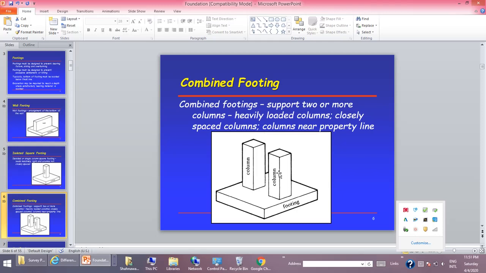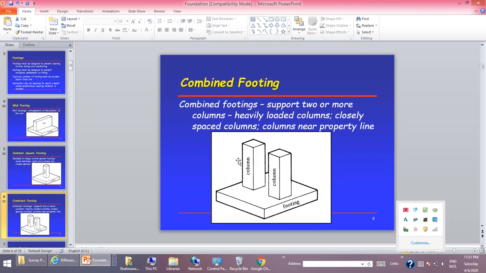Now there is the combined footing. Sometimes what happens is the spacing between the columns is small. If we calculate the area of the foundation for this column and the area of the foundation for that column, and there is overlapping, there is no large space between the columns, then it is better to provide one footing for both columns. That is known as combined footing.